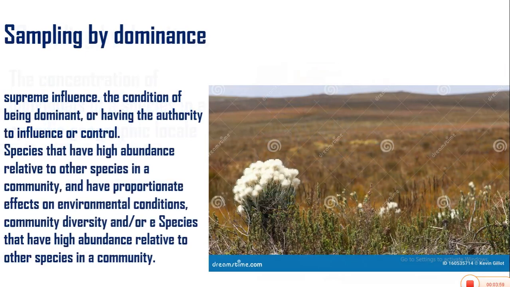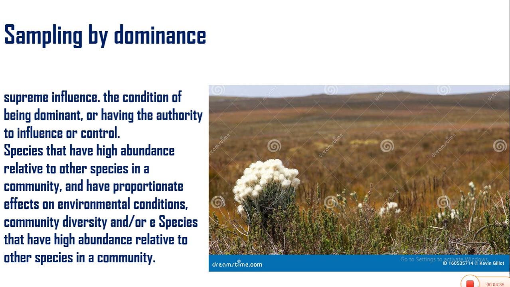Now let's look at the other factor, which is sampling by dominance. Dominance means to be supreme, to have a supreme influence over others. The condition of being dominant, the condition of exercising supremacy over others, or having the authority to influence or control. Species that have high abundance relative to other species in a community, and have proportionate effects on environmental conditions and community density, that is dominance.